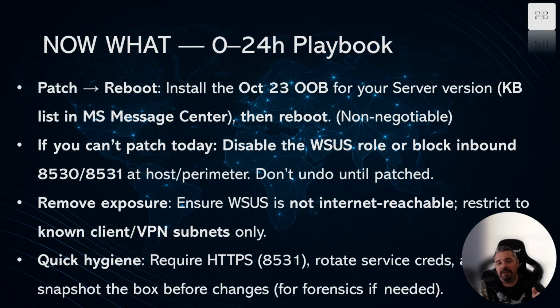Step 7, hunt immediately for the parent-child chain we discussed, and if you see it, isolate first, ask questions second. Step 8, the sanity check on approvals. Any spike outside your change window deserves attention. If approvals jump today and no one on your team owns it, treat that as a siren.